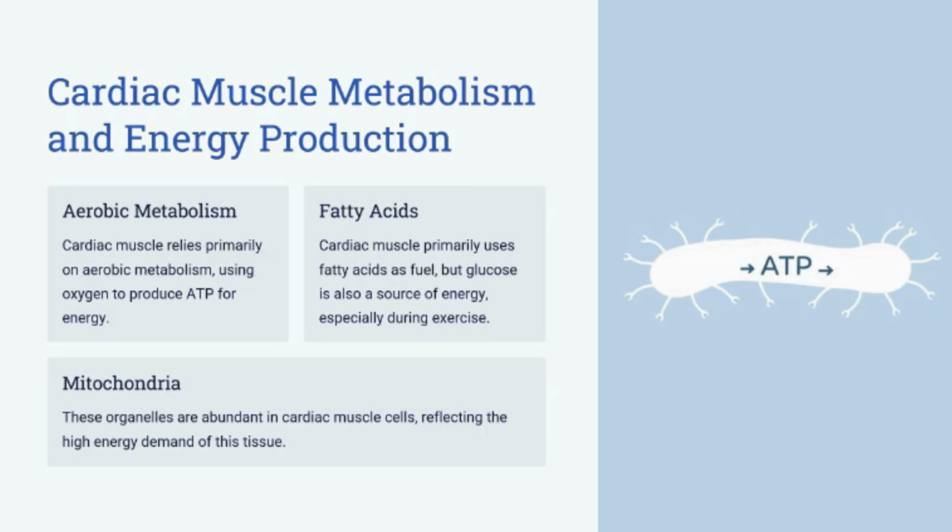The heart's reliance on aerobic metabolism ensures a continuous, efficient energy supply, supporting its fatigue resistance and non-stop function. So cardiac muscle relies primarily on aerobic metabolism, using oxygen to produce ATP for energy. It uses fatty acid as a fuel, but glucose is also a source of energy, especially during exercise. Whereas mitochondria, these organelles, are abundant in cardiac muscle cells, reflecting the high energy demand of these cells.